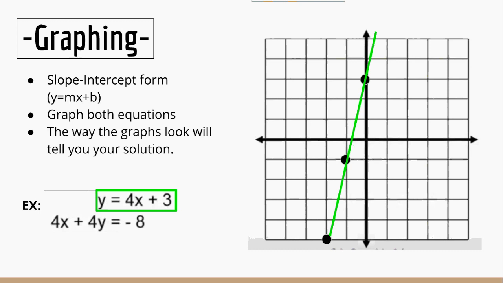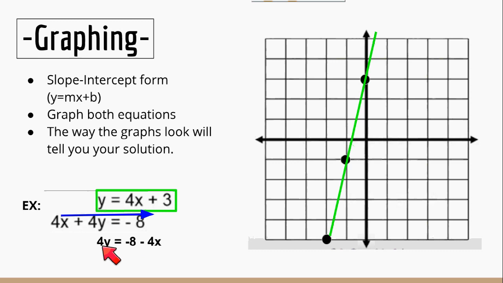The second equation, if we look, is not currently written in slope-intercept form. We want it to just have a y here, like our first equation. As you see, we have a 4x and a 4 that are in the way. So we're going to start solving this by moving our 4x to the right side to get it away. In order to do that, we're going to subtract 4x, which leaves us with 4y equals negative 8 minus 4x.